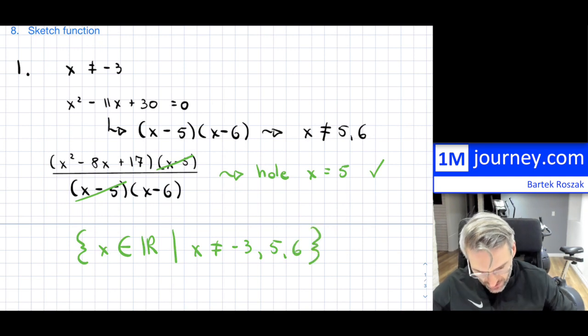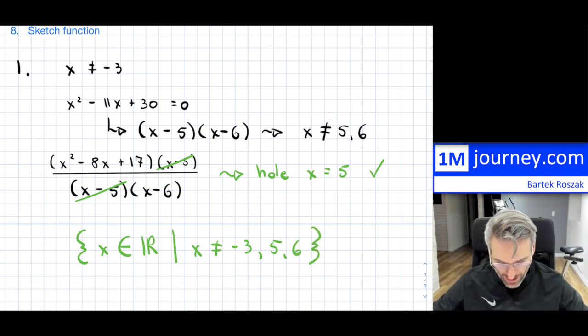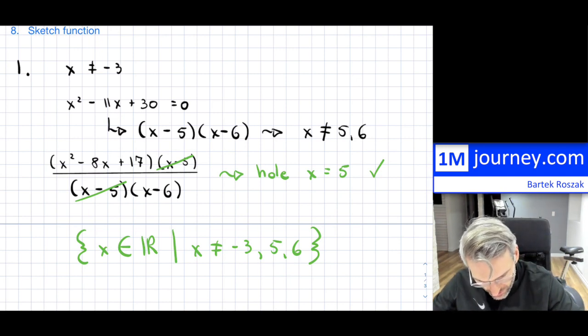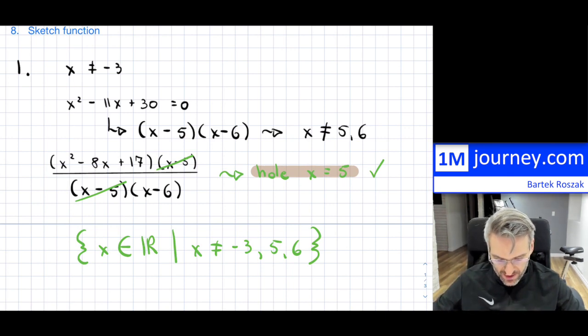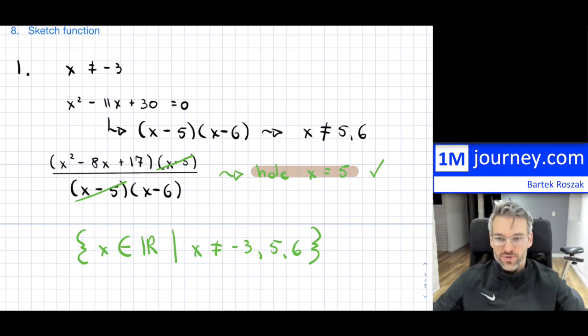That's going to give us some headaches there. Now at x is equal to 5, we have a hole, so that will definitely highlight something for us. But at x is equal to -3 and 6, it looks like we're going to have vertical asymptotes. Okay, so now we have our domain.